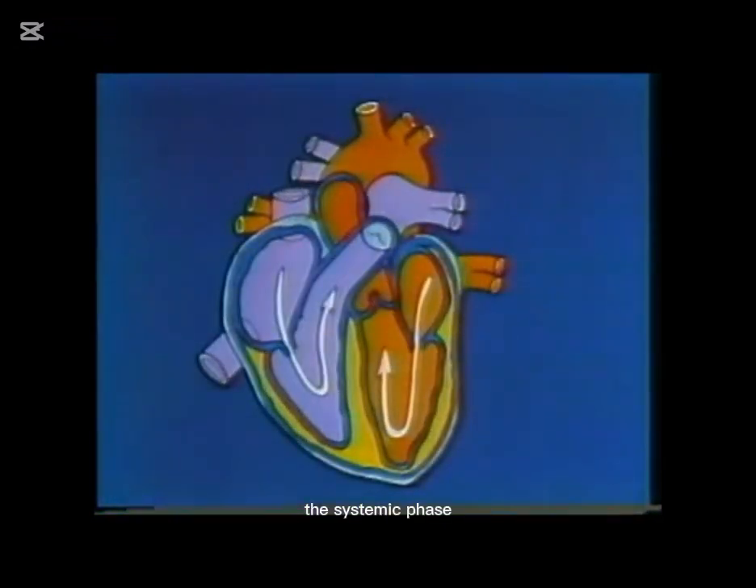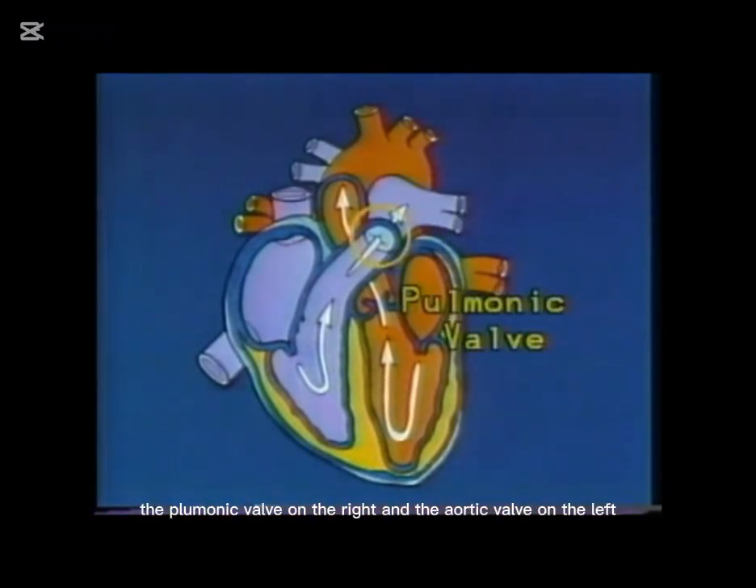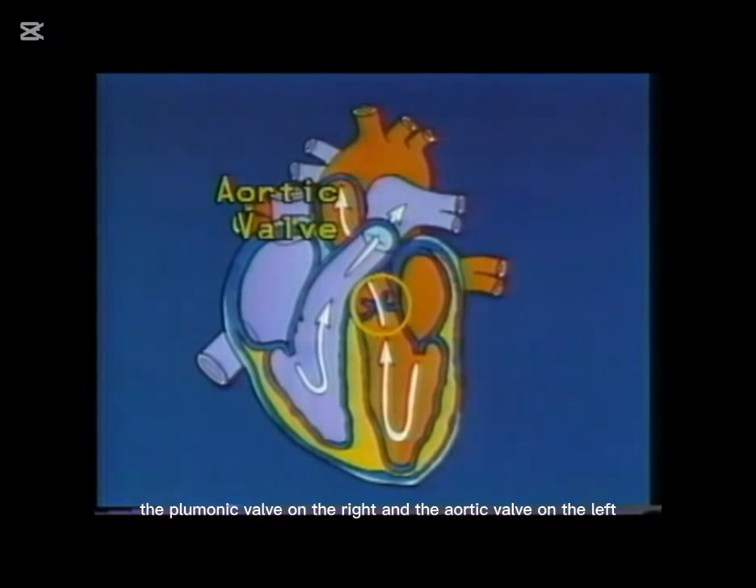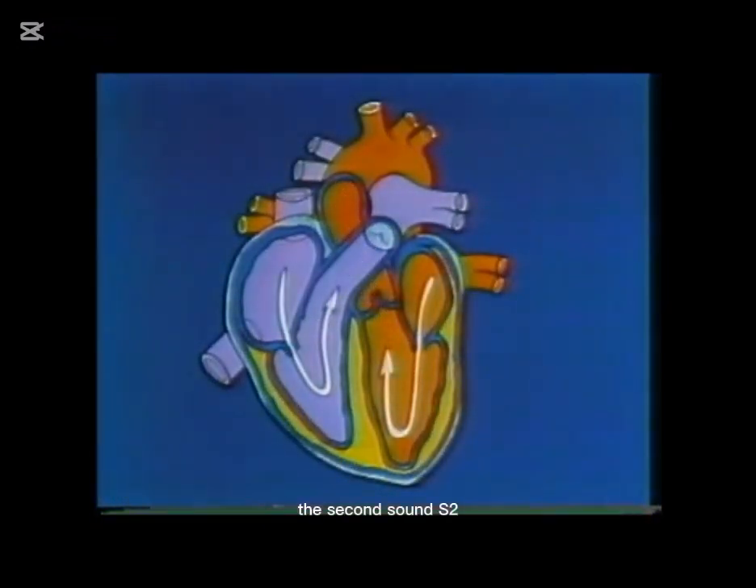The systolic phase of the cardiac cycle starts with contraction of the filled ventricles. Increased pressure within the closed chambers forces open the semilunar valves, the pulmonic valve on the right, and the aortic valve on the left. Ventricular contractions eject the blood into the pulmonary artery on the right and the aorta on the left. Events on the left side occur at higher pressures than on the right side. As the ventricles relax, the semilunar valves close. The second sound, S2, is believed to be produced by the closure of the aortic and pulmonary valves.